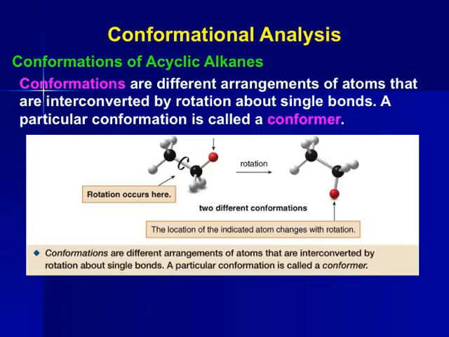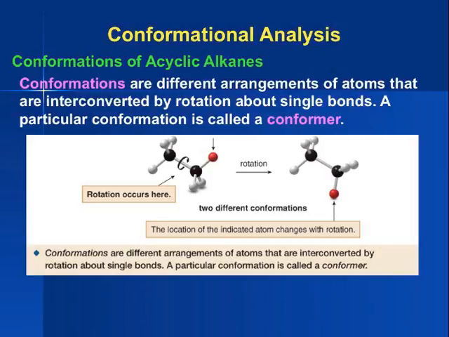Okay. So we just talked about the rotation. We can rotate around sigma bonds because they are cylindrically symmetrical. Okay? It is the same thing as your tire on an axle. You can rotate around that axle. Okay? Not a problem.